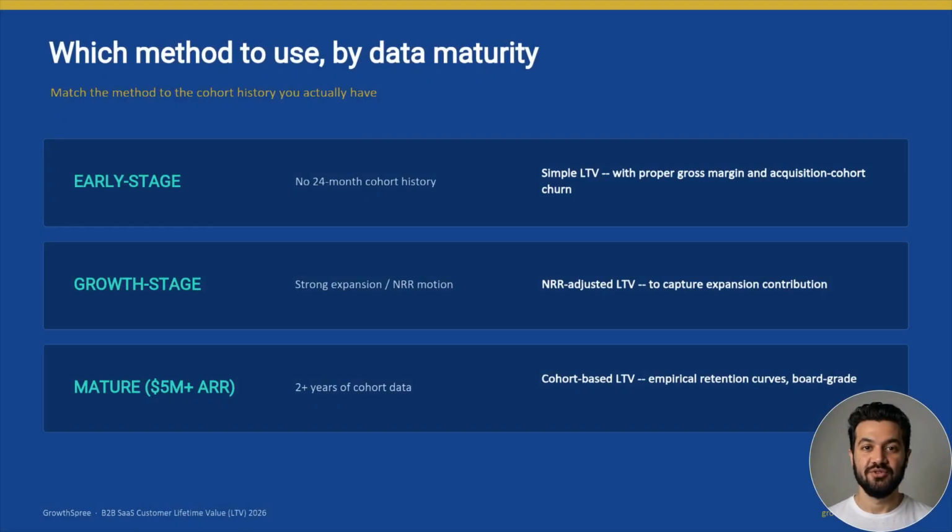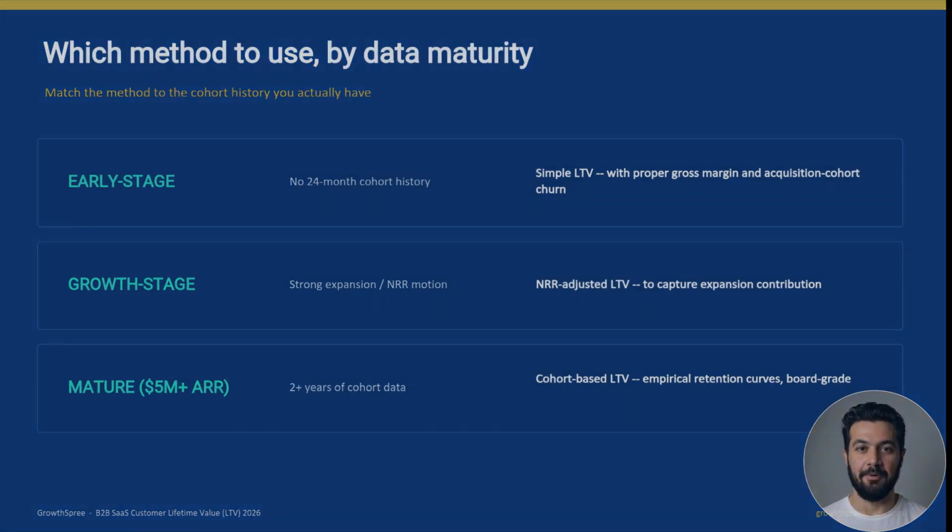So which do you use? It depends on your data. Early stage with no cohort history. Use simple LTV, but with proper gross margin and cohort churn. Growth stage with real expansion. Use NRR adjusted. And once you're past 5 million ARR with 2 years of cohort data, go cohort based. That's the board grade number.